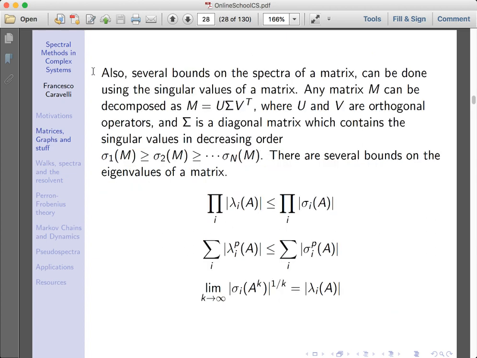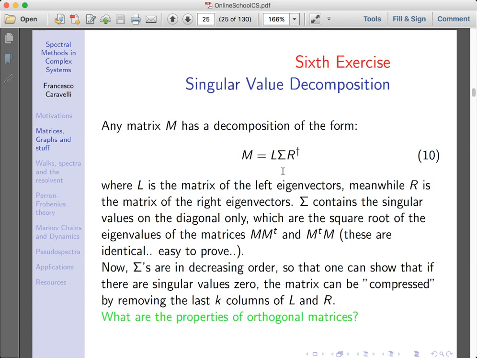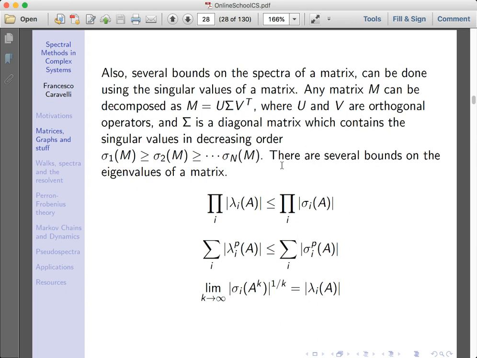Other bounds that are known about the eigenvalues are these in terms of the singular values of the matrix M. The singular values are those that we described in this decomposition here, and are the diagonal elements of sigma. Suppose that lambda are the eigenvalues of A and sigma the singular values, then you have these properties between the singular values and the eigenvalues. I know I'm going fast. If you have questions about these, you can just look them up or ask me questions on the Google group.